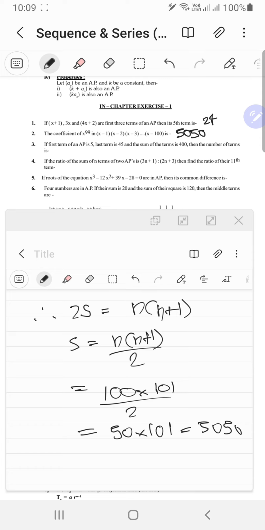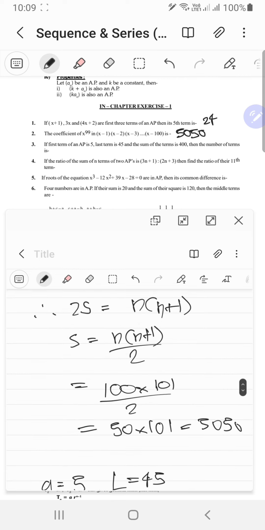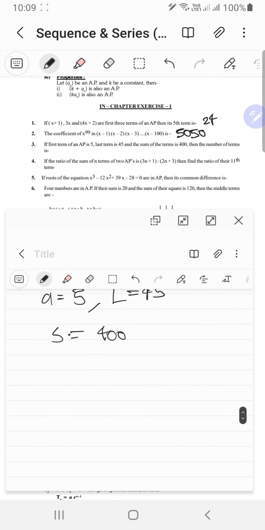Okay, next you have: the first term of an AP is 5, the last term is 45, and the sum of the terms is 400. So first term is 5, last term is 45, and the complete sum is 400. The number of terms is, so you can similarly do that thing.